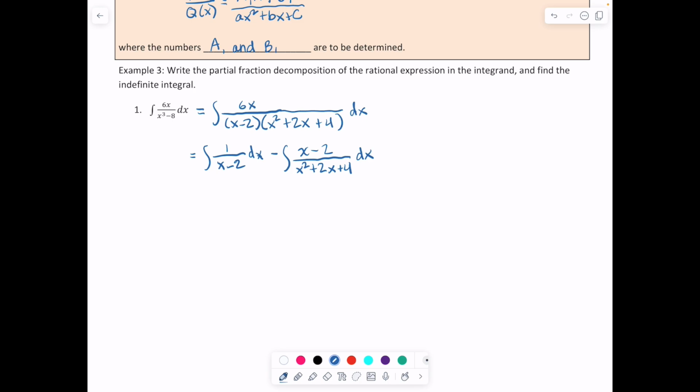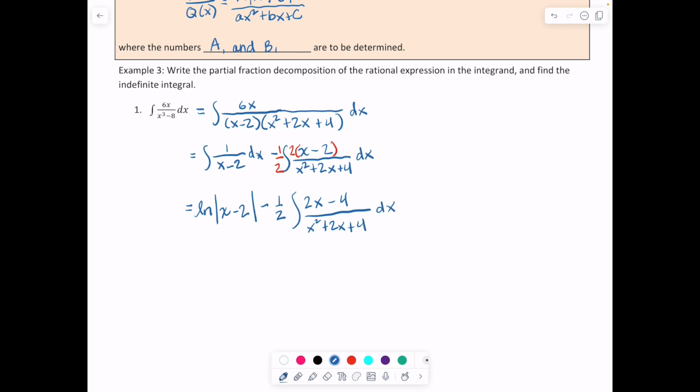situation. So first I am going to multiply by 1/2 and by 2. It's not going to be ready to integrate, but we'll be one step closer. I'll go ahead and find this indefinite integral: natural log absolute x minus 2 for the first one, minus 1/2 times the integral of 2x minus 4 all over x squared plus 2x plus 4 with respect to x.